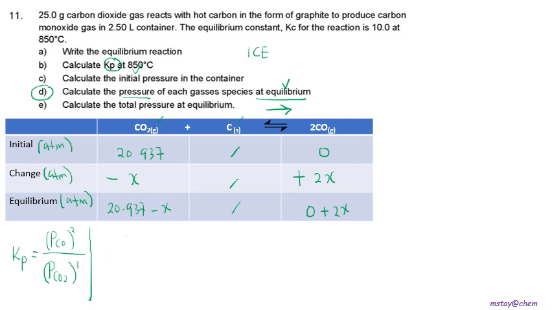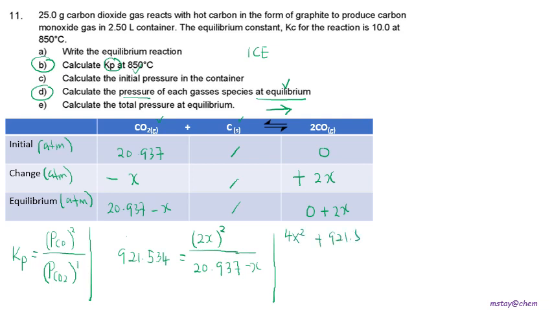By substituting the values in the expression, the value of Kp is not given in the question, but we calculated it in part B, which is 921.534. So it equals the partial pressure of carbon monoxide, 2x squared, over the partial pressure of carbon dioxide, 20.937 minus x. This becomes a quadratic equation: 4x squared plus 921.54x minus 19294.157 equals 0.